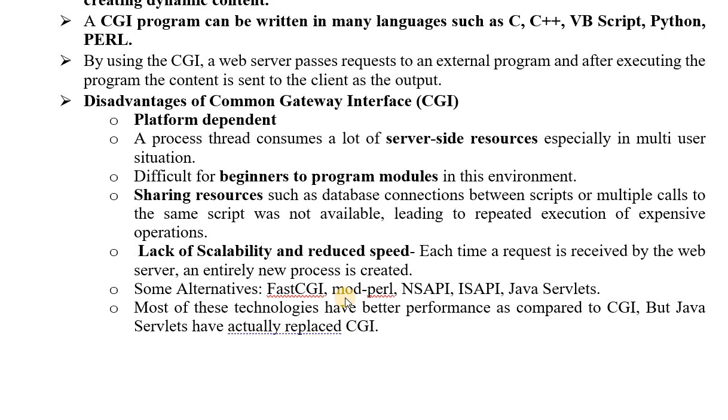Then there is lack of scalability and reduced speed. Again, it goes back to the same point I just explained. Each time a request is received by the web server, an entirely new process is created. As I told you, processes are heavyweight, so there is a limitation on how many processes you can handle simultaneously. So there are certain alternatives to CGI which will overcome these disadvantages.